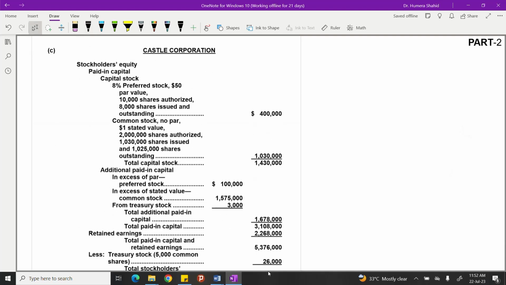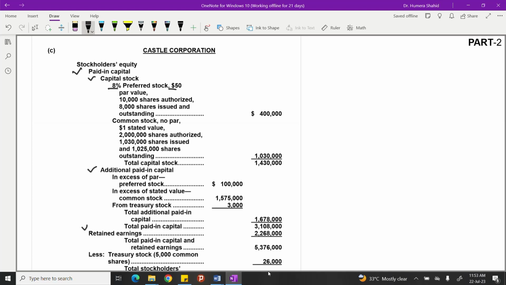Finally, it's the owners equity section of the company. Firstly, put paid in capital and retained earnings. Then under paid in capital, put the capital stock and additional paid in capital. Under the capital stock, we have firstly preferred stock, 8% preferred stock, $50 par value.